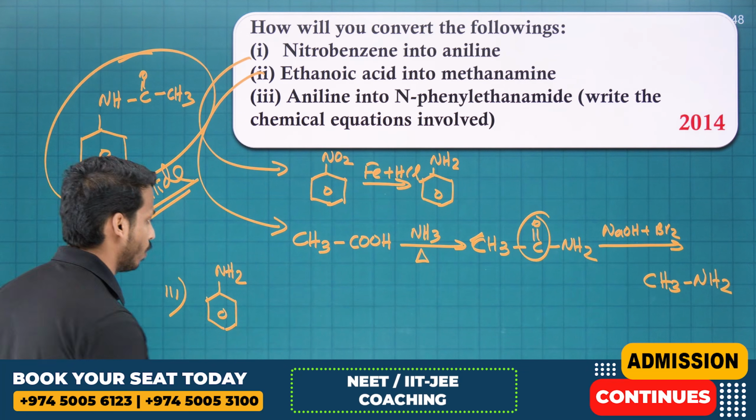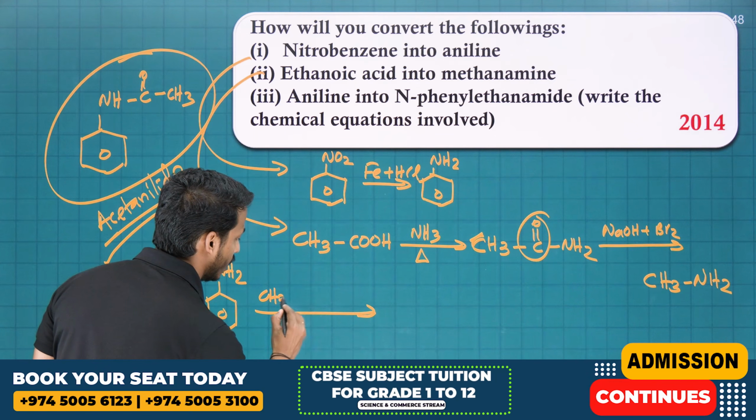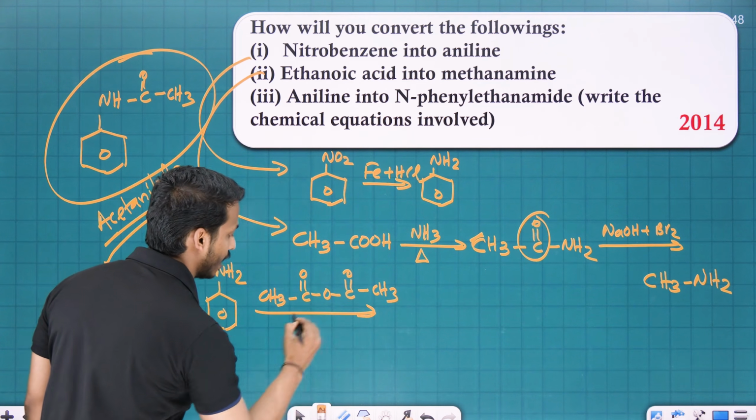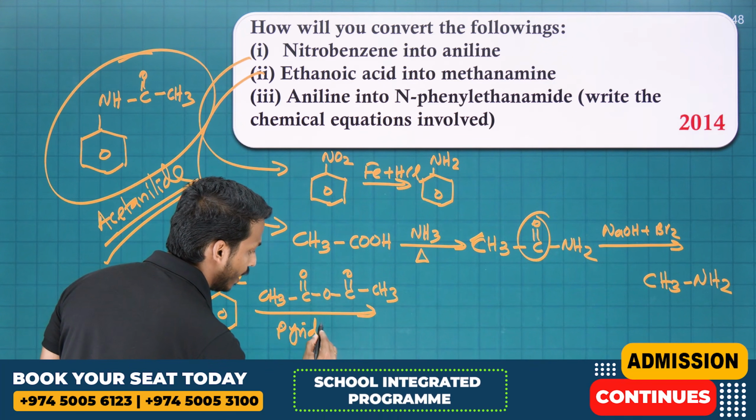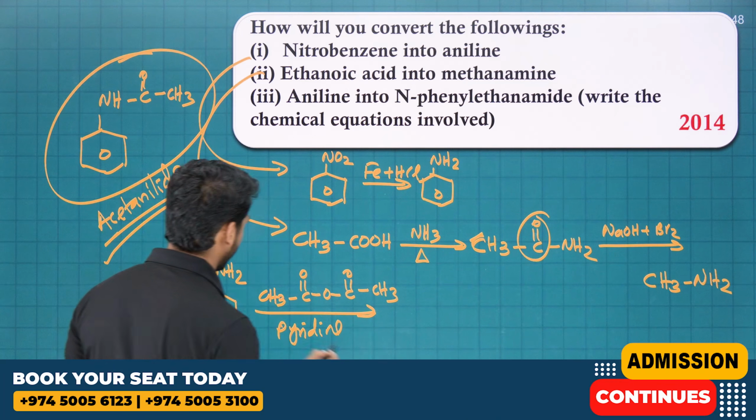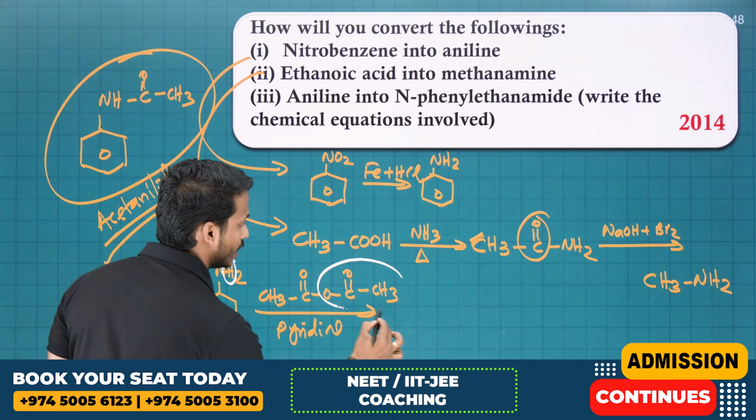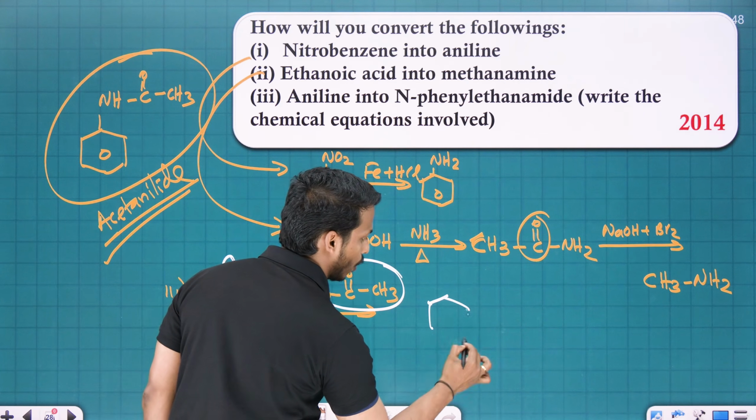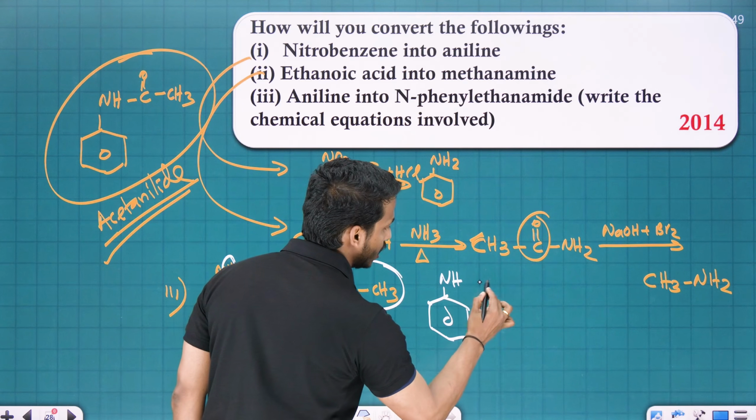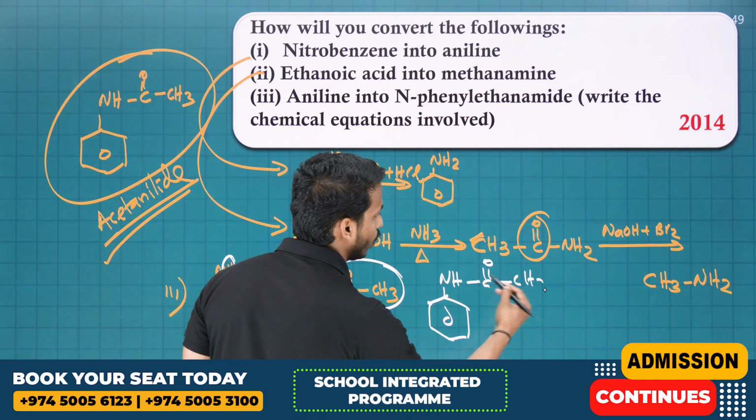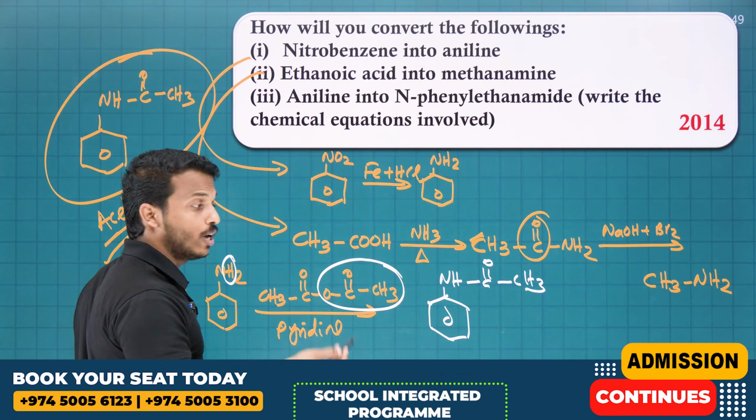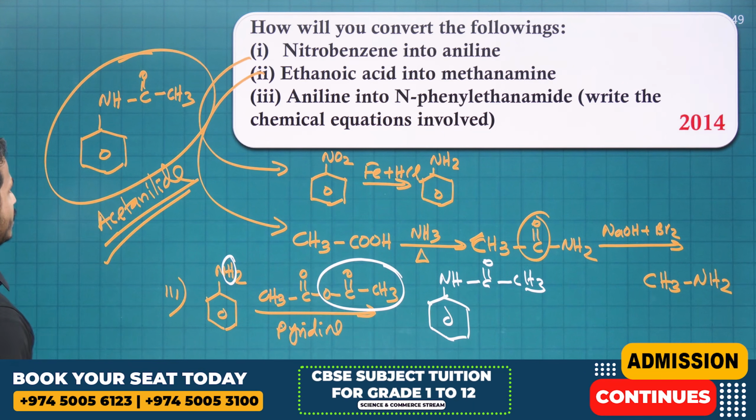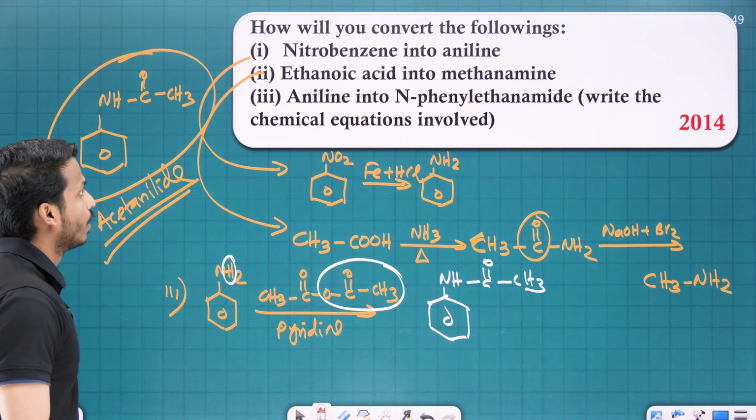Do acetylation. What is acetylation? Treated with CH3CO-O-CO-CH3, acetic anhydride, in presence of what? Pyridine base. What do you have to do here? Take one H and the CH3COO. So CH3COOH is removed. What is the remaining product? Benzene with NHCOCH3. What is this compound called? Acetanilide or N-phenyl ethanamide. Okay, both are same. These are the conversions.